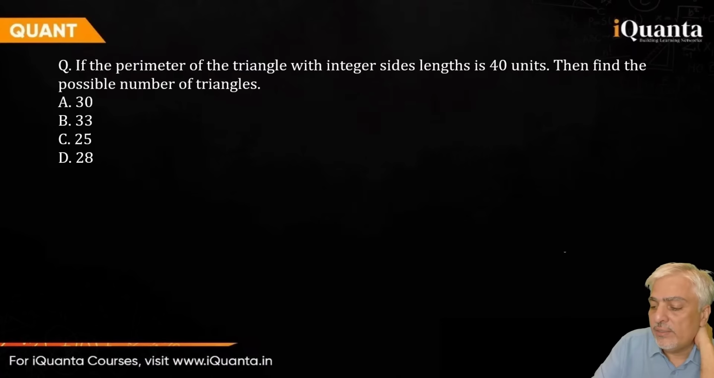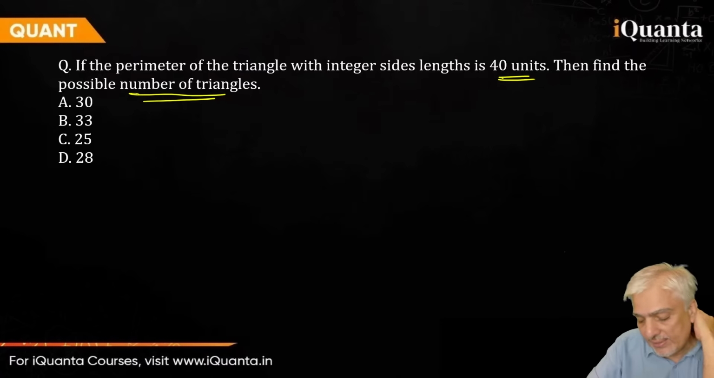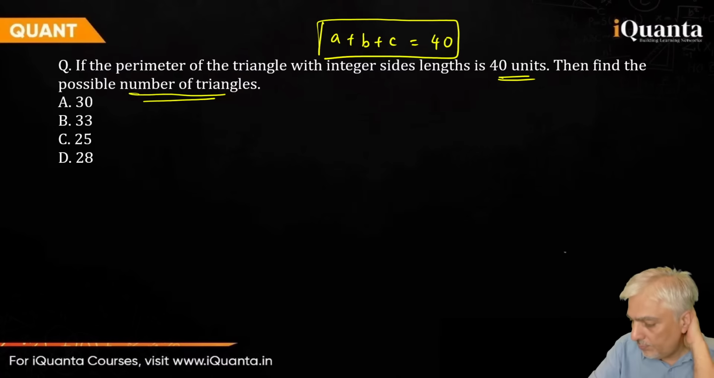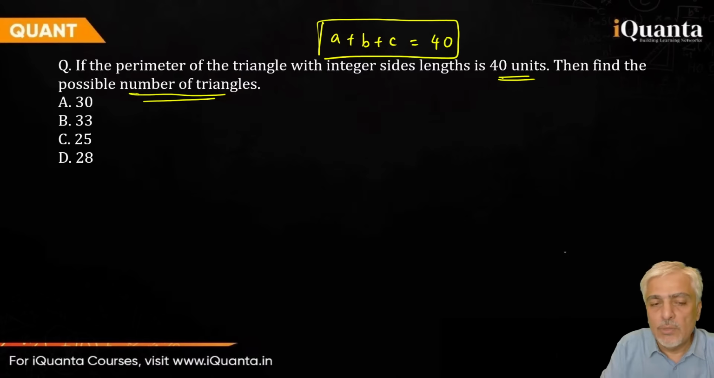The perimeter of a triangle with all three sides integer is 40. Find the possible number of triangles. So A plus B plus C is 40. Question is find how many different triangles are possible. Come on quickly. This you all should get now.